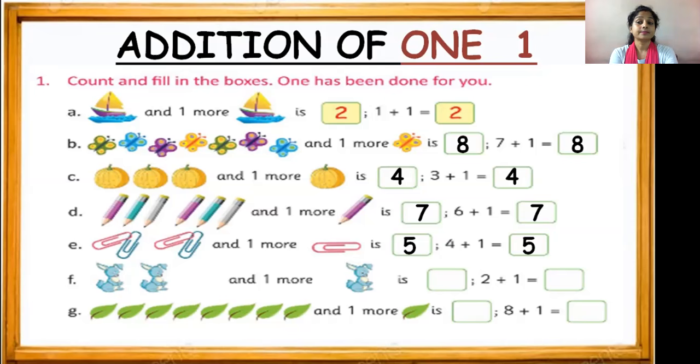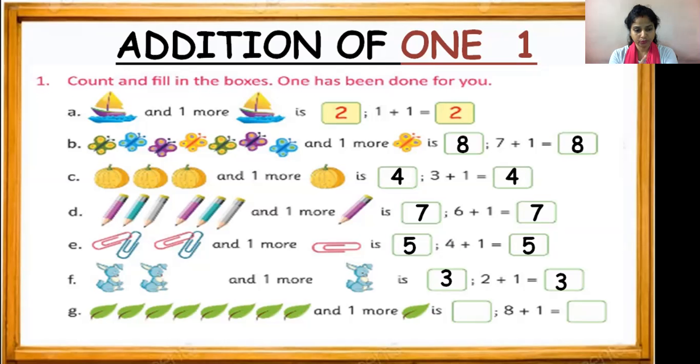1 more means the next number. So what is the next number of 2? Yes, it's 3. And when you write this with the help of numbers, that is 2 plus 1 equals 3. Now, last, count the number of leaves.